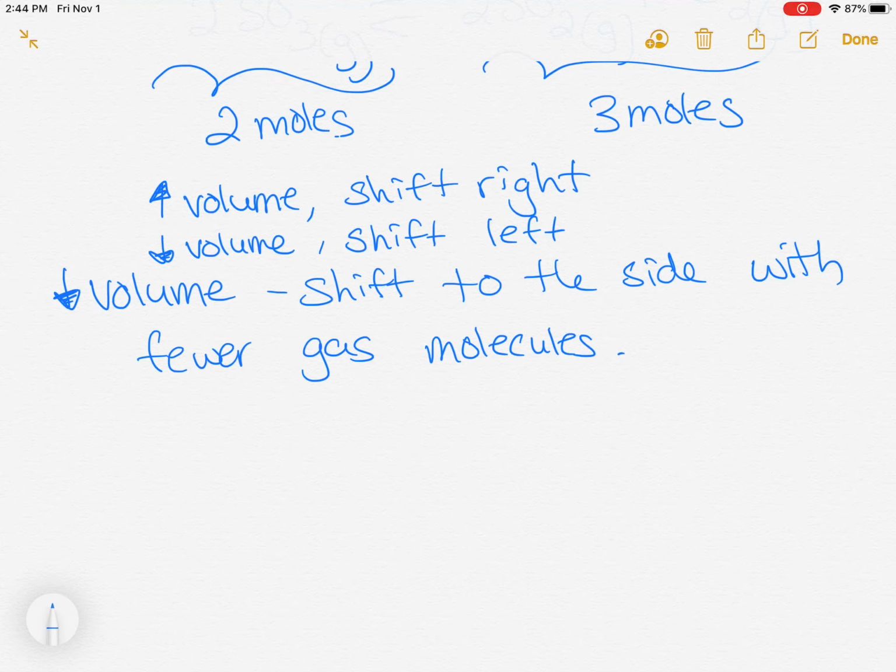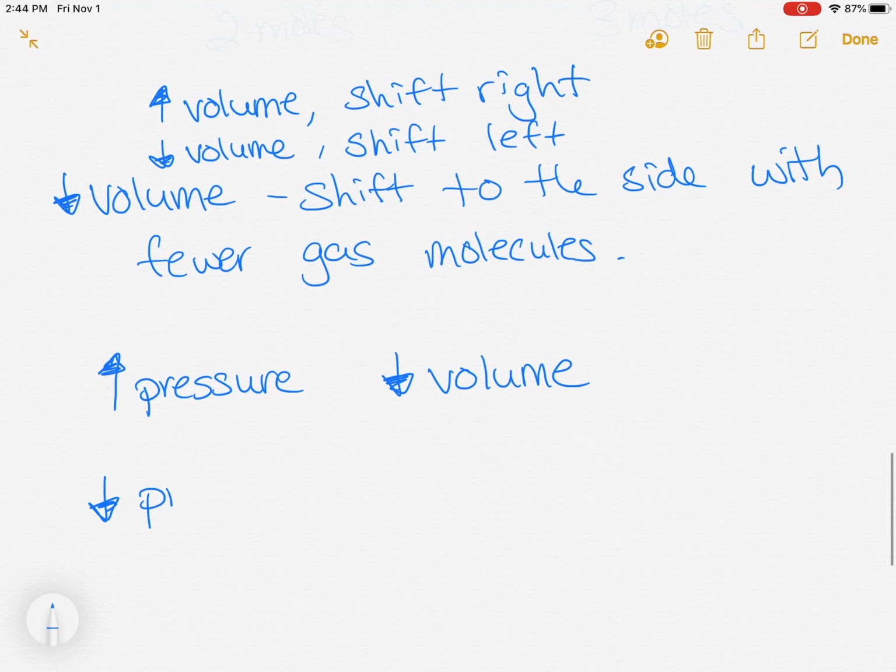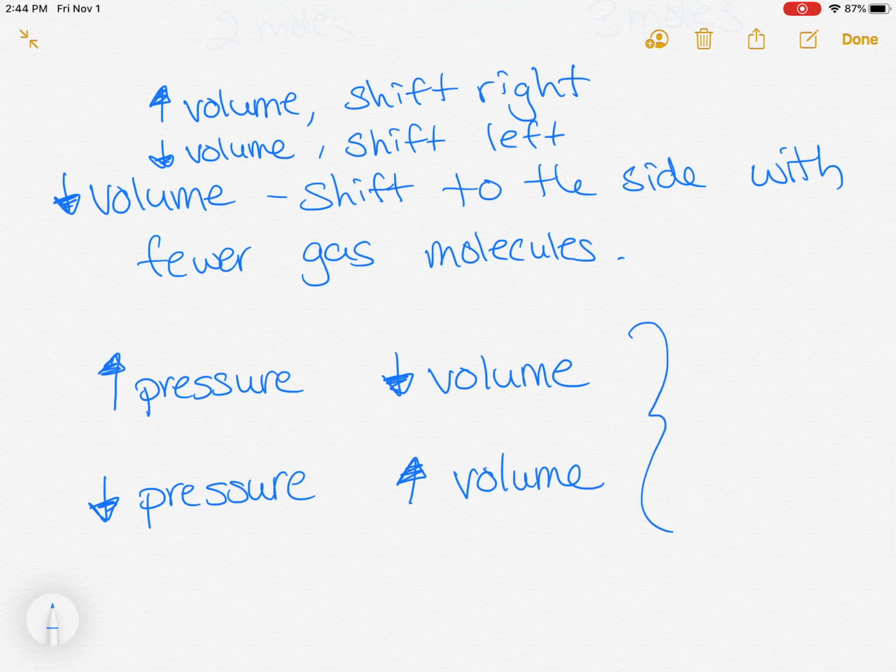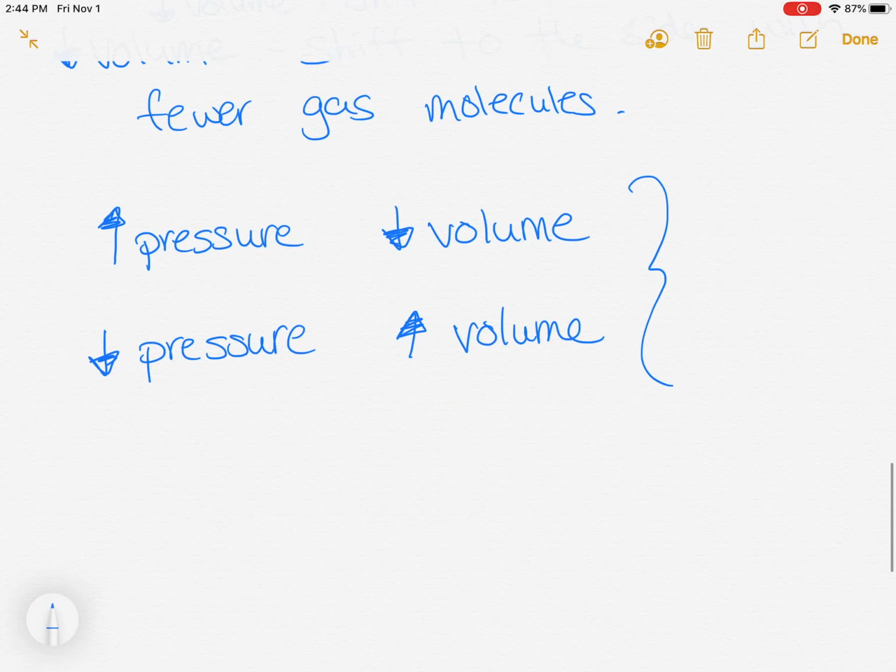Okay, and some changes that will also affect our volume: if we increase our pressure, we will decrease our volume. If we decrease our pressure, we will increase our volume. This we have to know just so that we can apply the volume rule. If we have changes in pressure, we know how that changes our volume, and then we use the rule for volume.